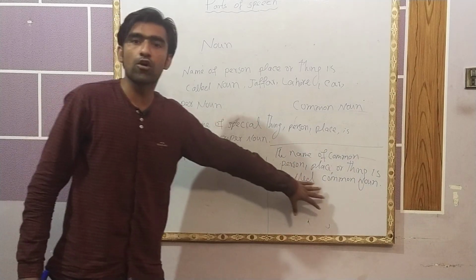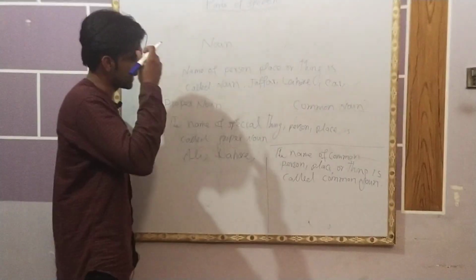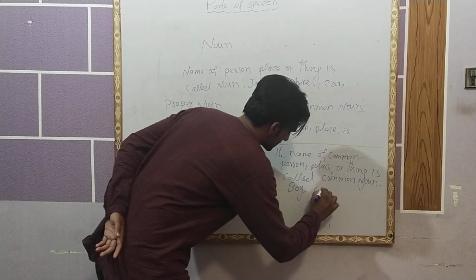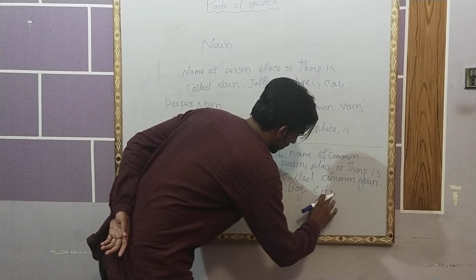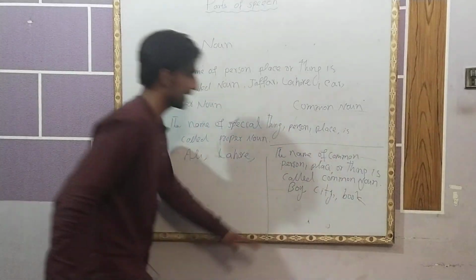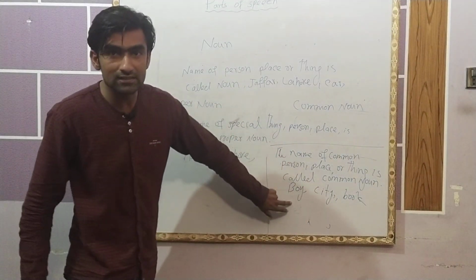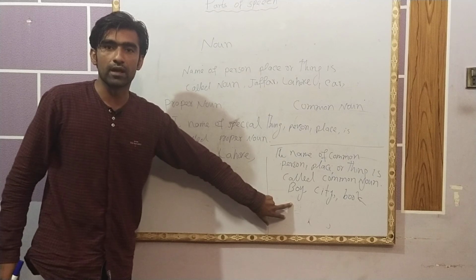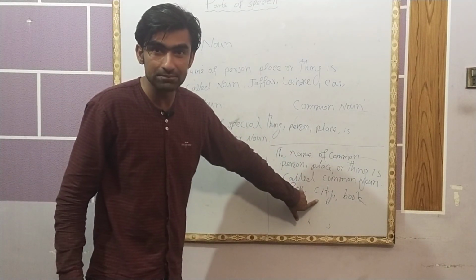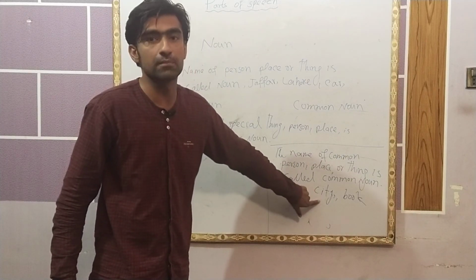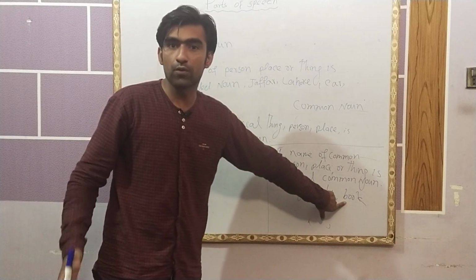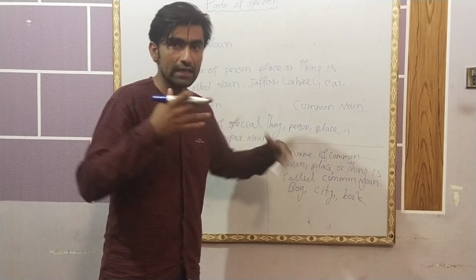So there will be common things, common persons or common places. No name will be specified here. Suppose that I write here boy, or city, or book. These are examples of common noun. Here boy is not specified, we don't know the name of the boy. Or city, we don't know which city it is. Just city is mentioned, and there are so many cities in the world. Book, we don't know whether it's a book of English, Urdu or any other book.